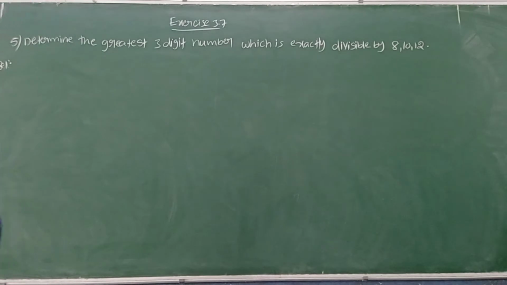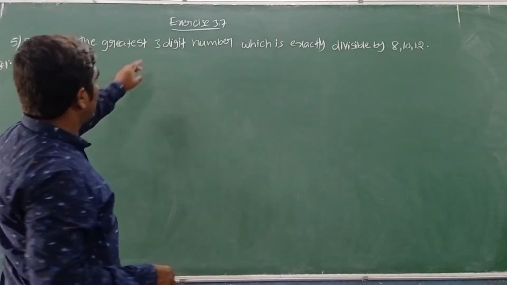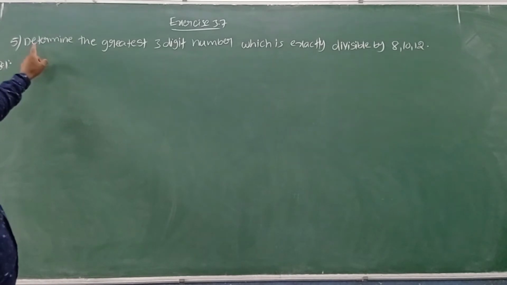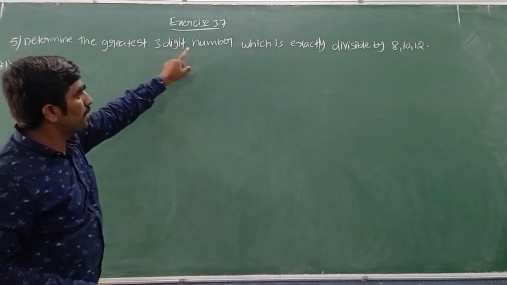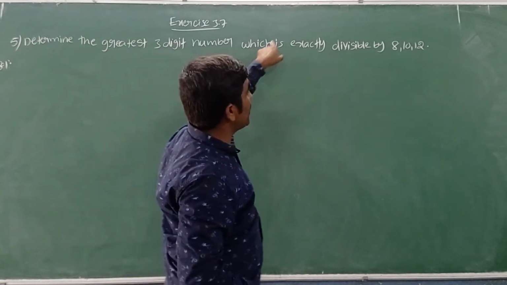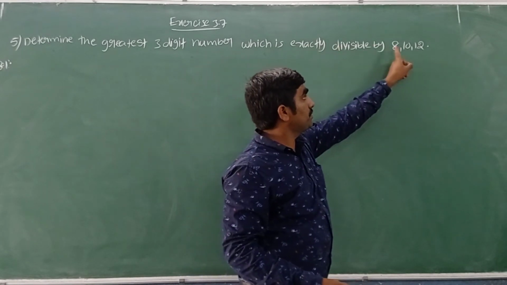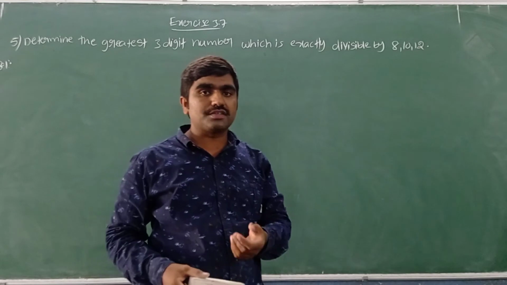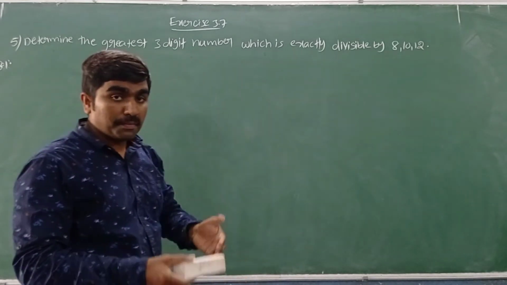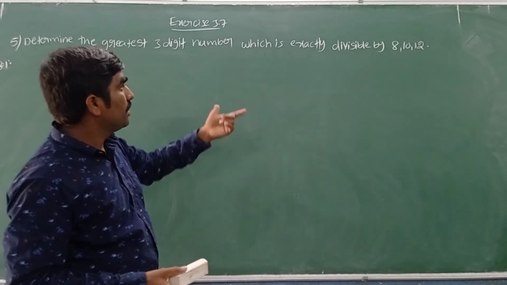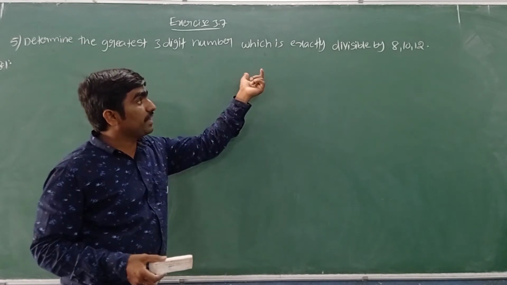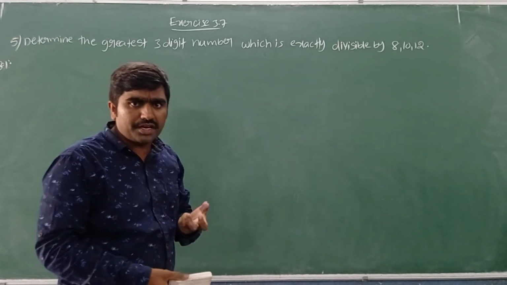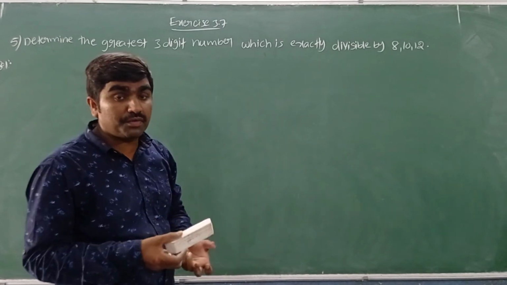Now okay children, let's see exercise 3.7. The fifth one I am going to explain. Determine the greatest three-digit number which is exactly divisible by the given three numbers 8, 10, 12. Just now we learned how to find LCM and HCF. Based on that knowledge, can you say which number is exactly divisible? I mean, is the LCM value exactly divisible by the given three numbers, or the HCF value?